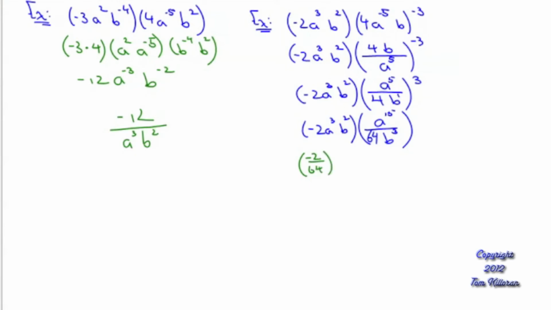All right, and then the a's. Well, you're going to have a cubed from the left and a to the 15th from the right, and then the b's. Is it b squared times b cubed? No, it's going to be underneath it, so it's b squared over b cubed. If it's in the bottom, you have to leave it in the bottom. If it's in the top, you have to leave it in the top. If you get confused with that, this whole thing is over 1. What property allows you to do that?